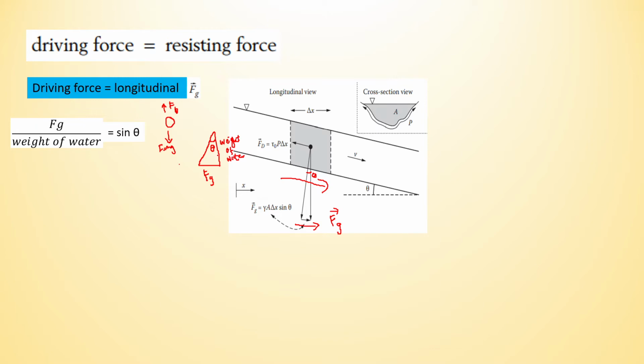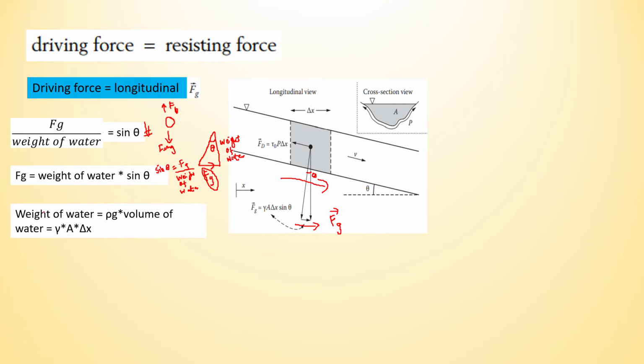But you want to know this longitudinal force, right? So sin theta is equal to Fg divided by the weight of water. This is how you derive this Fg. So it's like this equation. Fg is equal to the weight of water multiplied by sin theta.